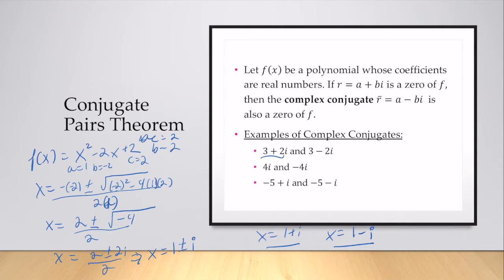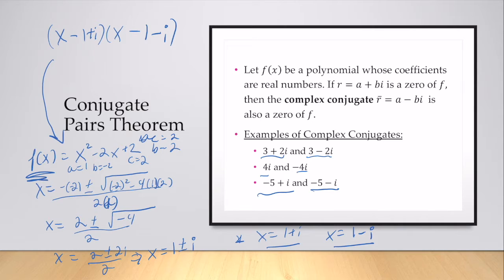If I have 3 plus 2i, its complex conjugate is 3 minus 2i. If I have 4i and negative 4i, I also could have negative 5 plus i and negative 5 minus i. And the reason we want complex conjugates is because if we were to multiply x minus 1 plus i and x minus 1 minus i, those are our zeros, and FOIL this out, we'll get back to f of x, this original function I defined. So the complex parts cancel out.